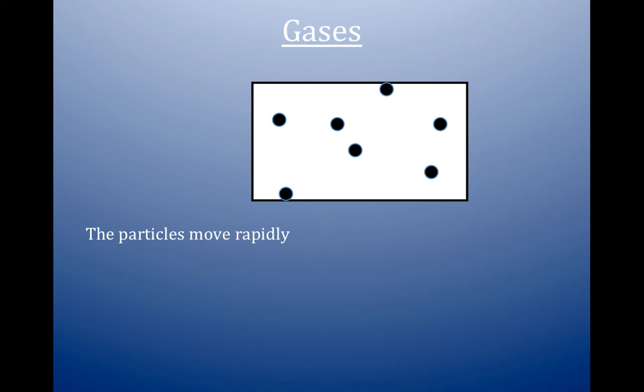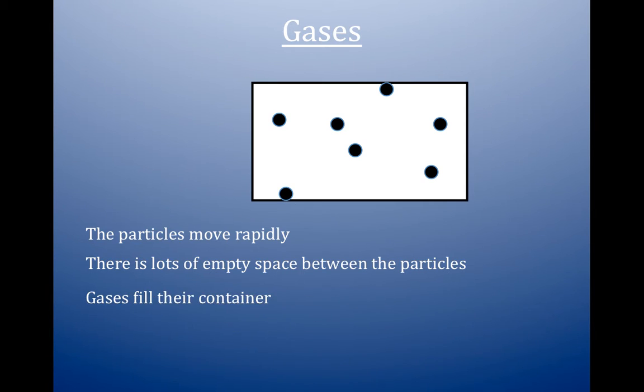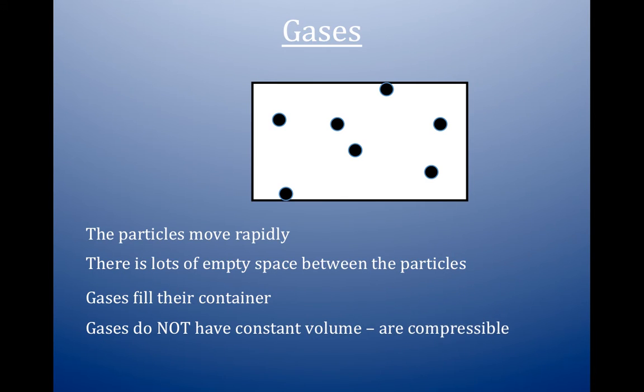1. In a gas, the particles move really rapidly. They can collide with the outside of their container. They create pressure that way. Gases are mainly empty space. Gases will completely fill their container. Gases do not have constant volume. We can change their volume very easily. They are what we call compressible. We'll get to that later.